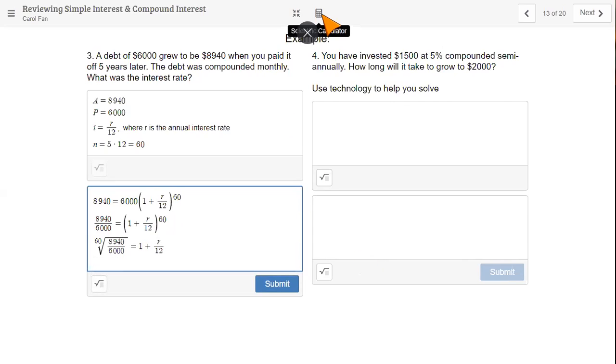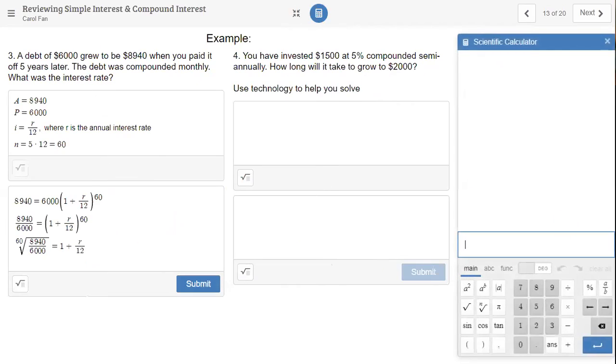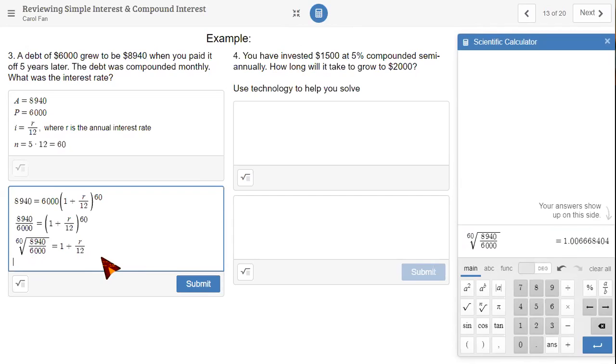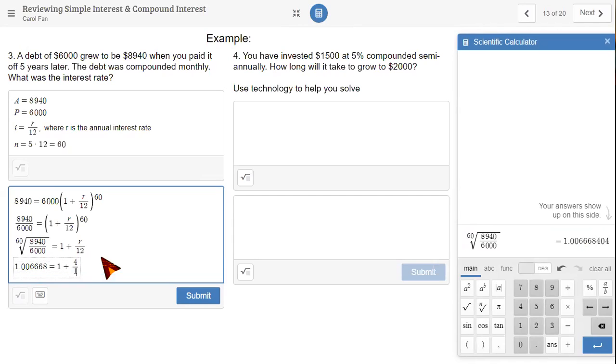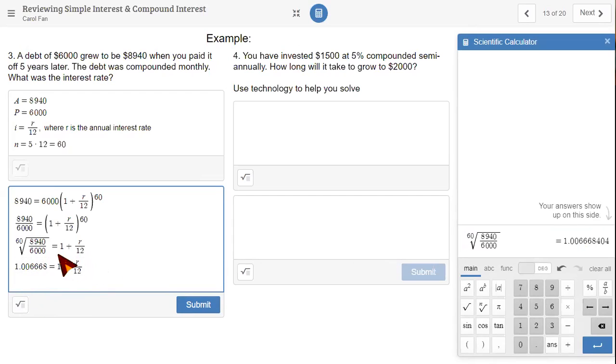Let's put this into our calculator. Nth root, 60, of 8,940 divided by 6,000. 1.006668. Okay, so 1.006668 is equal to 1 plus R divided by 12. Okay, let's continue on with algebra.